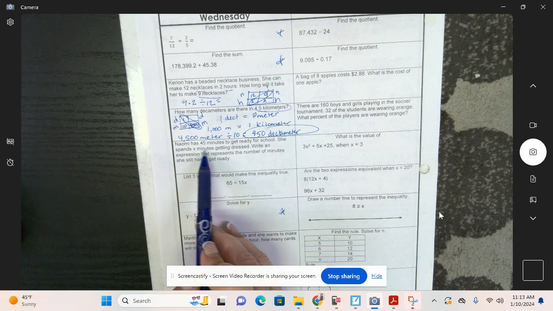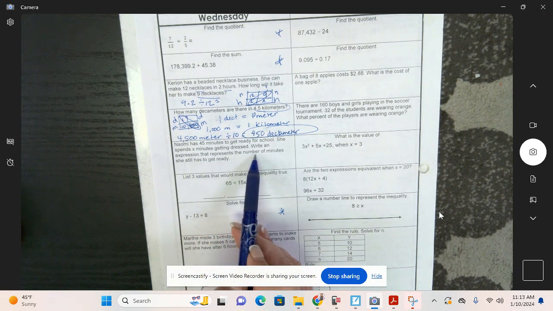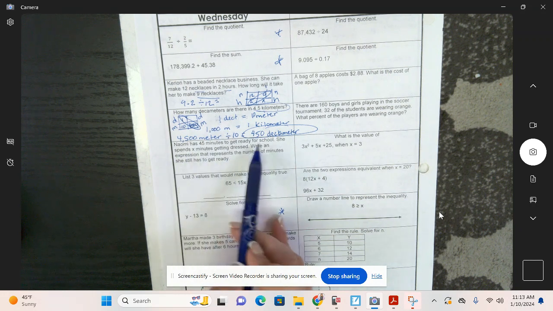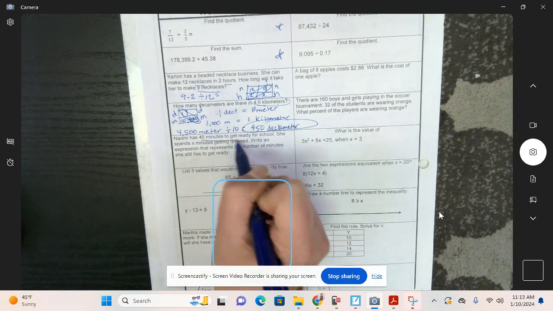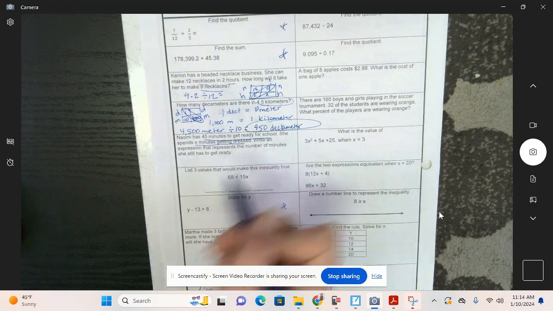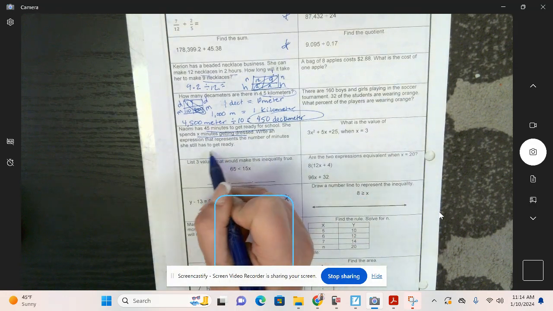Okay. Next one, we have Naomi has 45 minutes to get ready for school. She spends x minutes getting dressed. Write an expression that represents the number of minutes she still has to get ready. So let's read that all over again. It says Naomi has 45 minutes to get ready for school. She spends x amount of minutes getting dressed. Write an expression that represents the number of minutes she still has left.